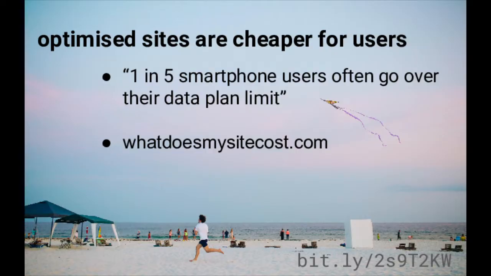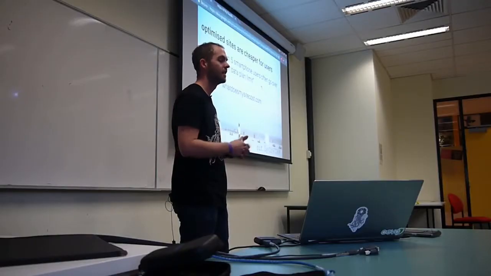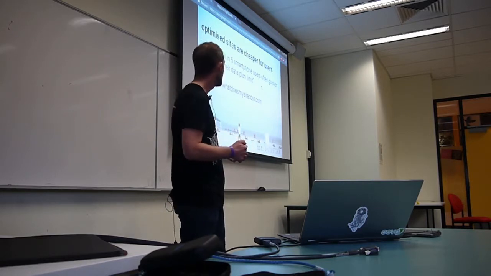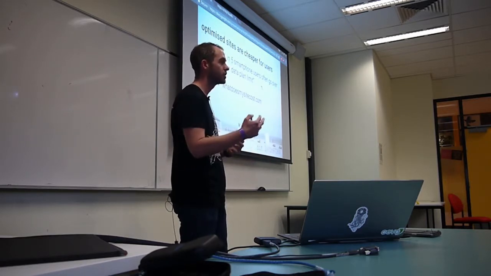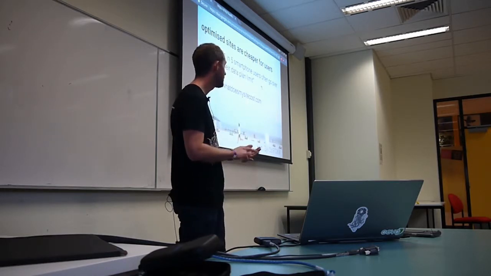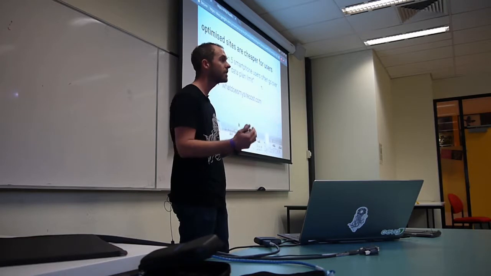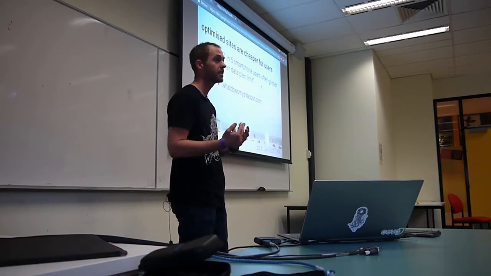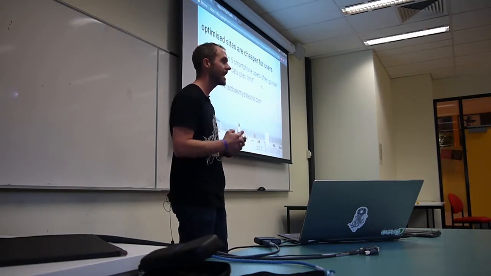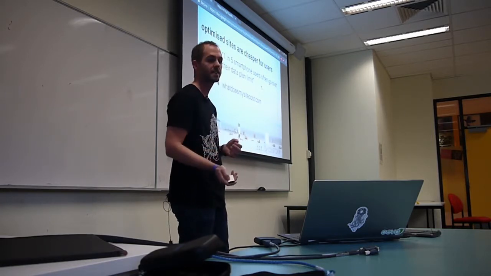This is important because it's also going to save your users money. 1 in 5 smartphone users in Australia regularly goes over their data limit. There's a really cool site, whatdoesmysitecost.com, which you can put your URL into, and it will show you the cost of your website on different plans, postpaid and prepaid, around the world, which is really critical if you're targeting an emerging or an international market. Turns out Canada has super expensive mobile internet.